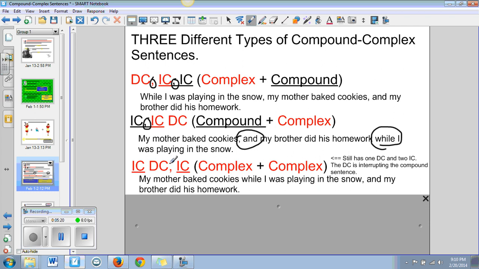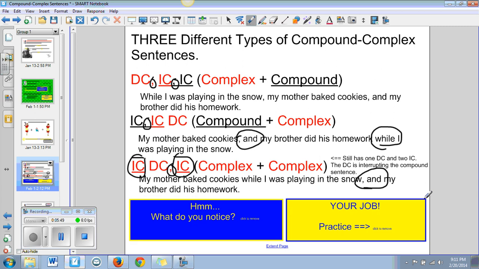So notice here that there's still a comma. Well, why is there a comma there? That doesn't seem to follow any rule. You just have to pretend that this dependent clause isn't there. This comma is still needed to combine these independent clauses together. So an example would be, my mother baked cookies while I was playing in the snow, and my brother did his homework. So here we see that comma coordinating conjunction.